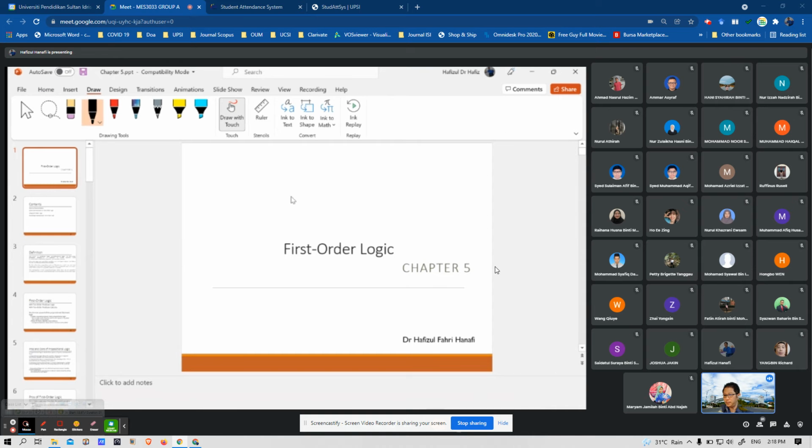Okay, also known as predicate logic. And then the other names for predicate logic are quantificational logic and first order predicate calculus. It's a collection of formal systems used in mathematics, philosophy, linguistics, and also computer science. But in here we are using it in formal methods.